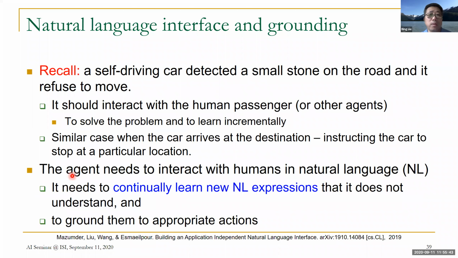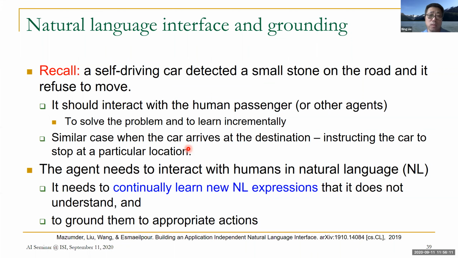Okay. So one slide: just now we were talking about how to learn knowledge, but we can also learn language. Recall that I said a self-driving car detects a small stone on the road and just refuses to move. In that case, you can interact with passengers. When you interact with passengers, you gain some supervisory information, and then you can probably learn in that case.